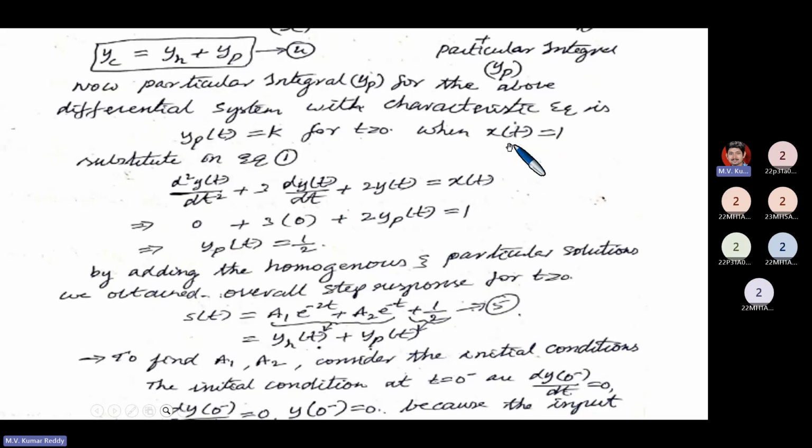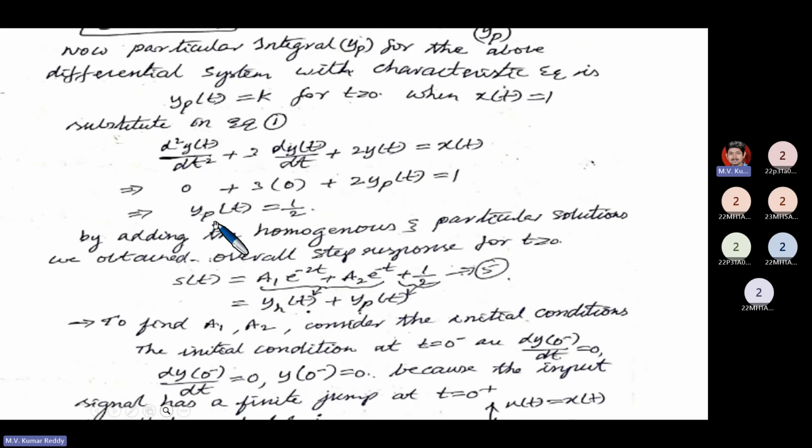Here x of t, how did you get x of t is equal to 1? Because already we took in step 1 x of t is equal to u of t. Already we know u of t is the step signal, whose value is 1. So put 1 here. Y particular is equal to 1 by 2. When a second order differential equation is given, this is the procedure. ఇదే procedure ఇంకా, there is no other procedure. Now we find the value y of p is equal to 1 by 2.